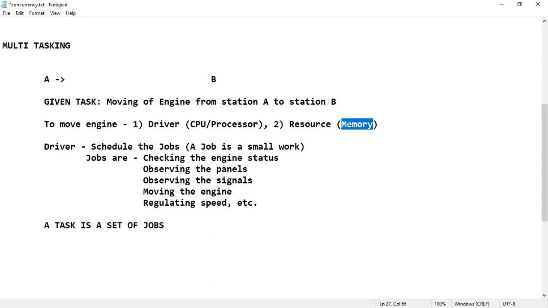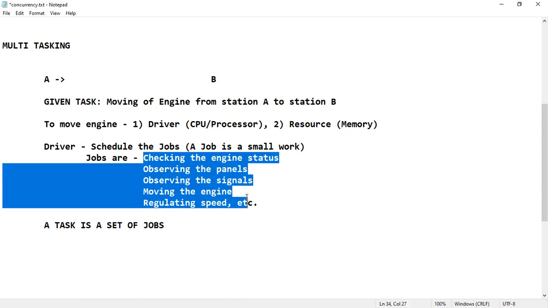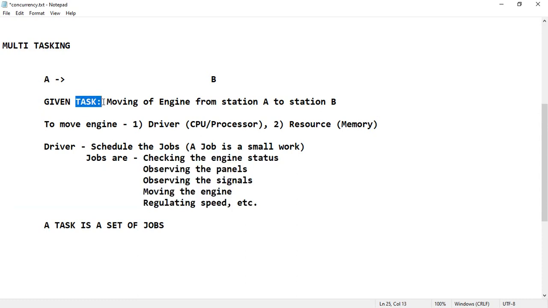Without loading into the memory, the CPU cannot perform execution. So this is the basic idea of how our CPU or processor, and the resource, that is memory, and how a set of jobs are going to be executed in a given task.